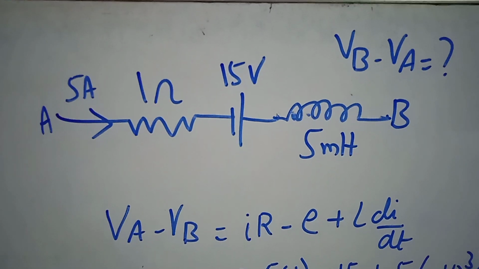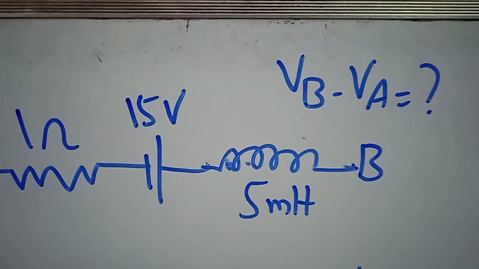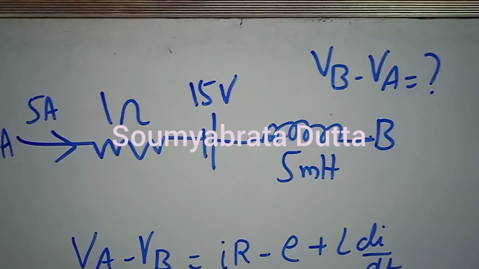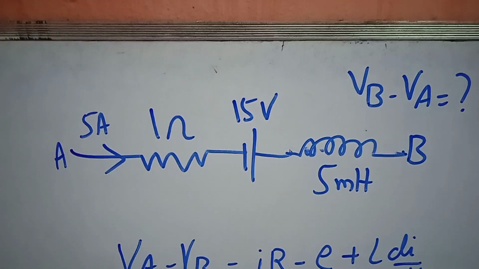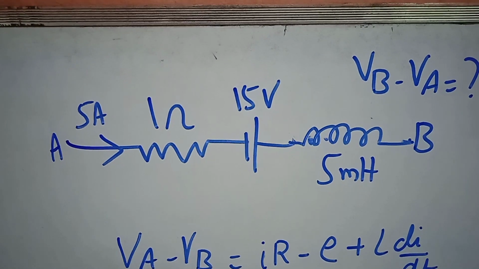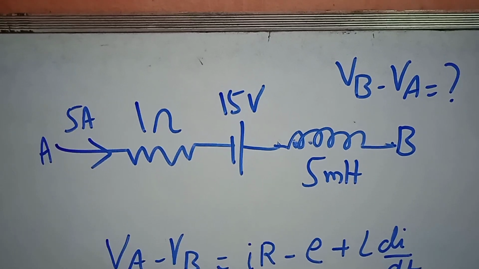So what is VB minus VA? That is potential at B minus potential at A. So the current is moving from point A to the 15 volt cell, and then from the 15 volt cell to B.